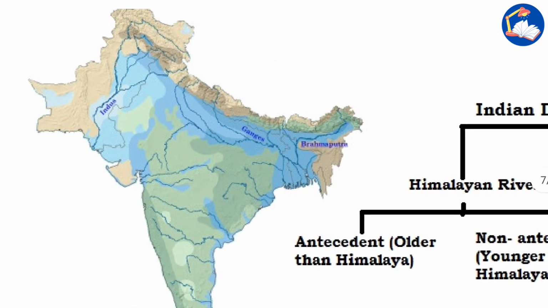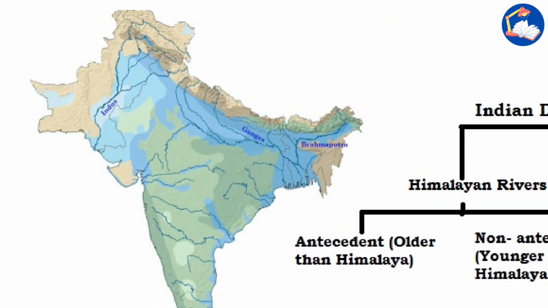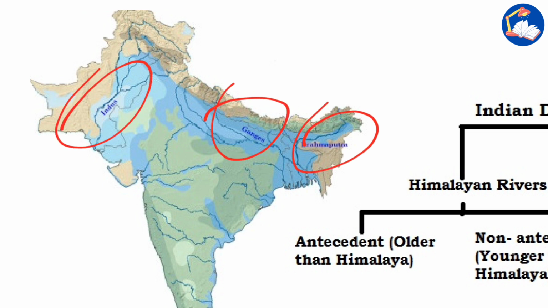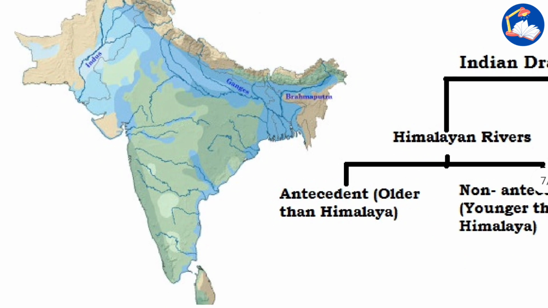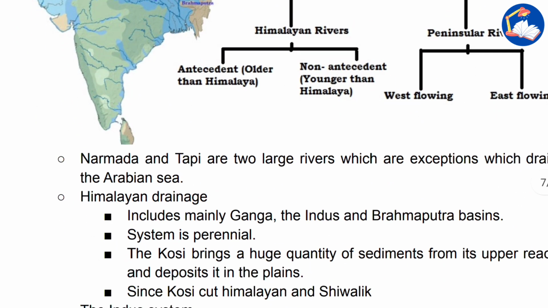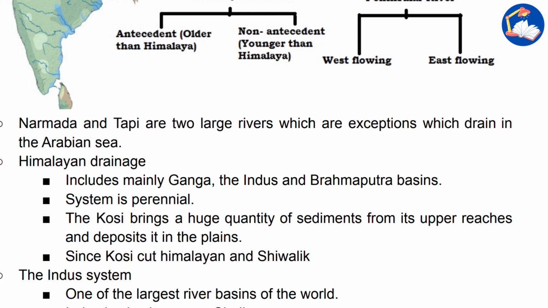This is the map of the river systems of India. We have the main river systems, that is Indus, Ganges, and Brahmaputra. In the south we have the Kaveri, Krishna and others, but importance is given to the northern regions. Narmada and Tapi are two large rivers which are exceptions, which drain in the Arabian Sea.